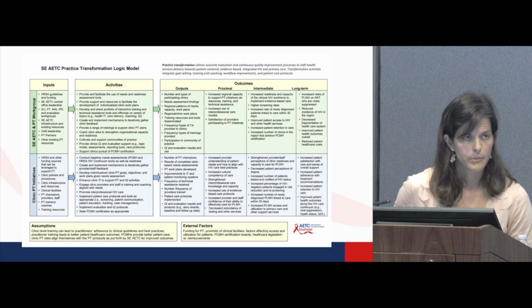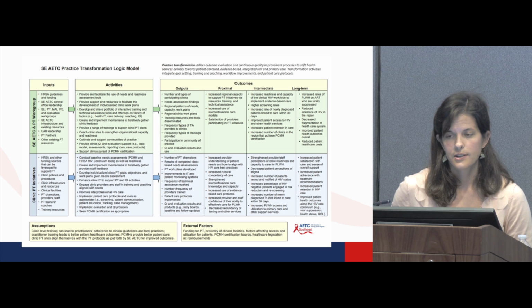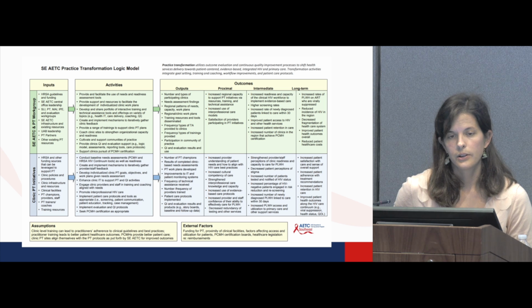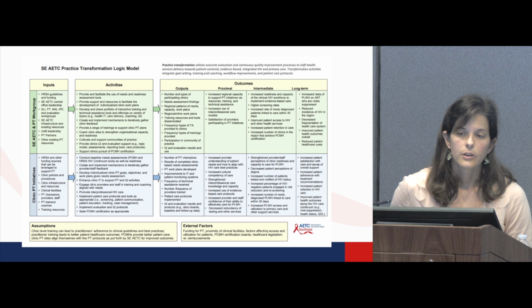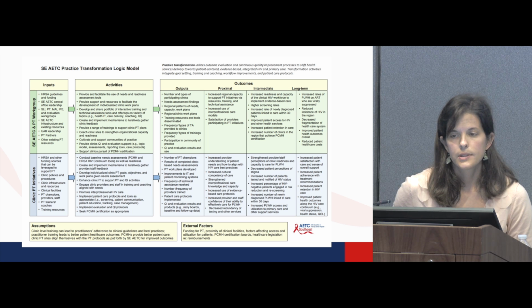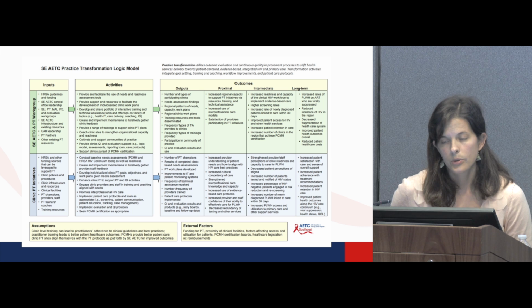And this is a logic model I'm not going to go over. It has a lot of text on it, but something that you could look at later, and it basically sets out how the idea of the practice transformation model and how the activities that happen in the clinic setting go forward to lead to certain outputs and then short, intermediate, and long-term outcomes for the patients.